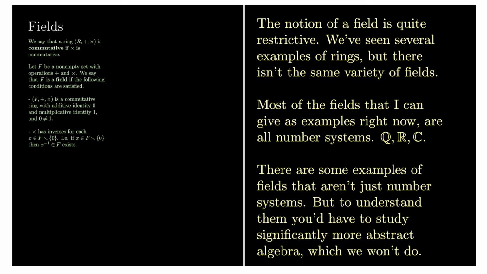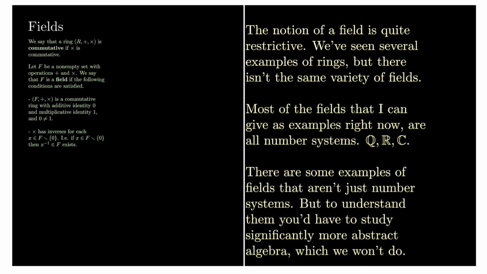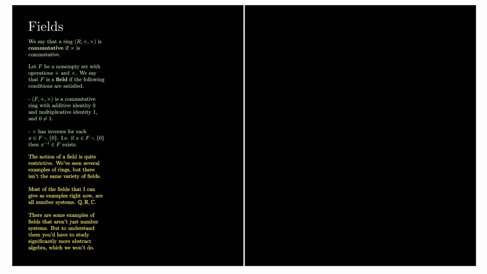And there just aren't a ton of non-numeric examples of fields. So, matrices, because they lack inverses, are not examples of fields for pretty much any example. And so coming up with examples other than the number sets is pretty hard.